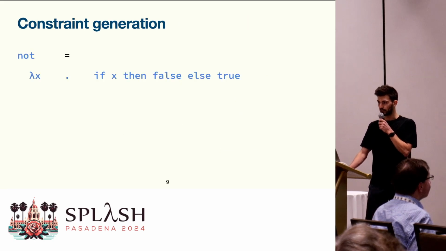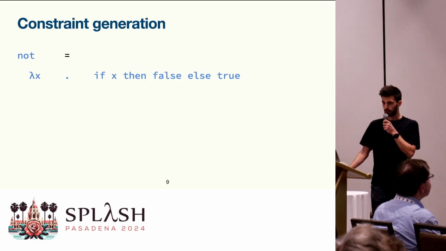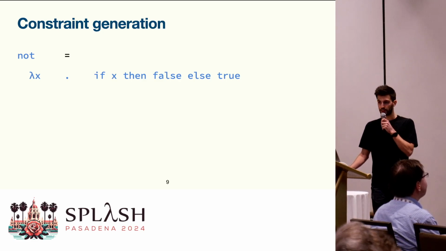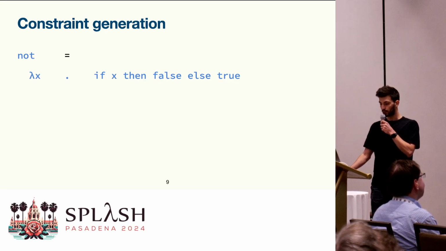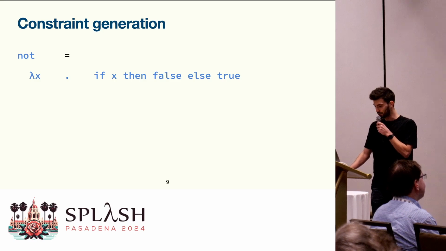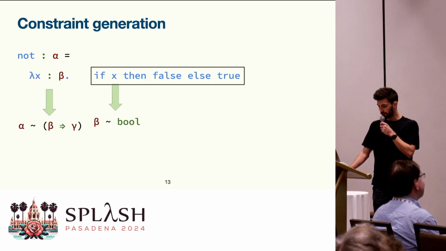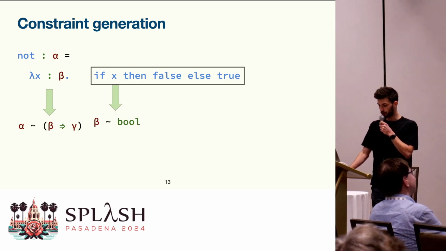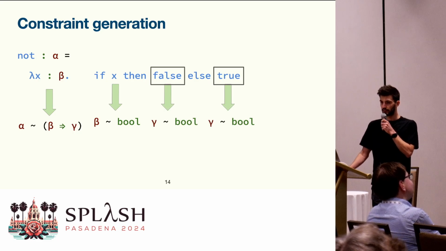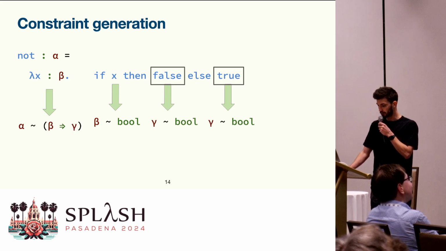I'll walk you through a worked example now. This is the definition of Boolean negation. So Boolean negation is a function. It takes an x, and if x is true, then it returns false, and if it's false, then it returns true. So you existentially quantify over any of the unknown types, and then you simply traverse the program, meaning you equate alpha to a function type from beta to gamma. Then you look at the body of the function, you equate beta to booleans, and then for each of the branches in the if expression, you equate those to the unknown existentially quantified gamma.